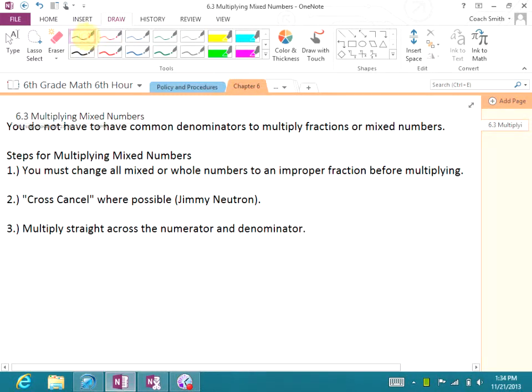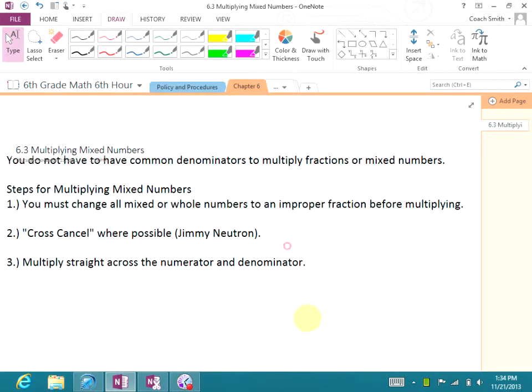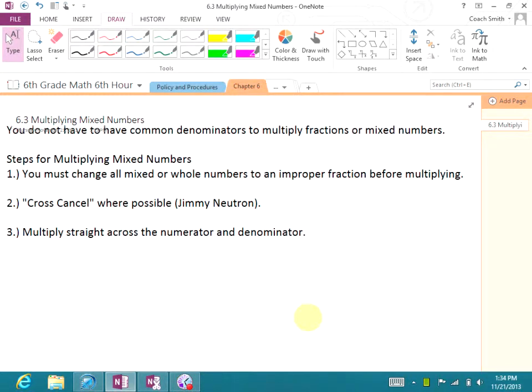All right. We're doing 6.3, multiplying mixed numbers.